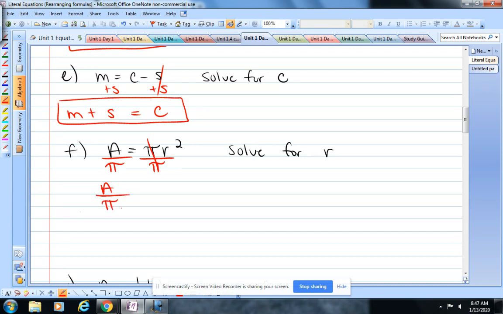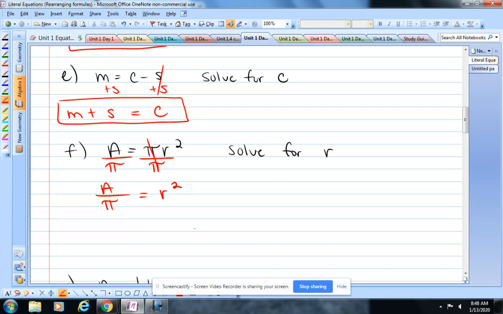So area divided by pi equals what's left? R squared. Is that r? Is r squared the same thing as r? No. I've got to get rid of the square. Now what's the mathematical inverse of squaring something? Taking a square root. Yes. So if I want to get rid of the square, I'm going to have to take the square root.